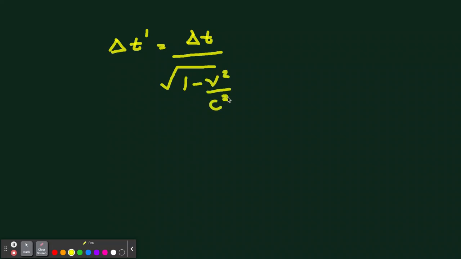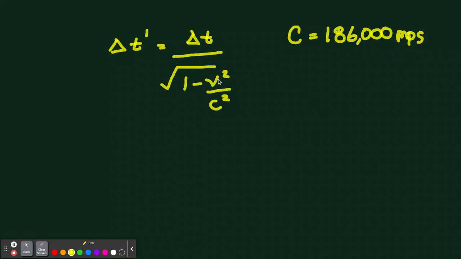And c squared is just the speed of light. So the speed of light, c, is 186,000 miles per second. Talking about in miles. That's extremely fast. If you snap your fingers, what light would do is go around the world 7 times. That's how fast it is.